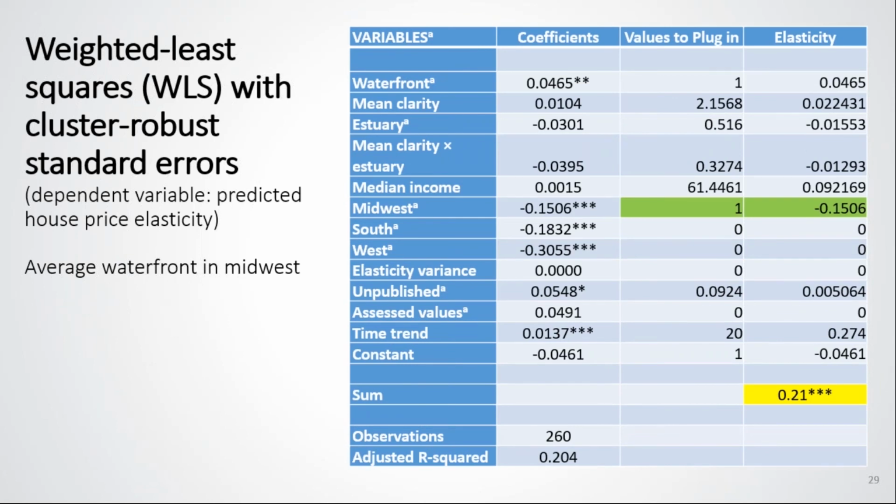Finally, we can look at the average waterfront home in the Midwest. Turning the waterfront dummy back to 1 and changing the Midwest dummy to 1, we see that a 1% change in water clarity for Midwest waterfront homes leads to a 0.21% change in home values. All of these examples had significant elasticities using our Monte Carlo simulations. However, average elasticities corresponding to waterfront and non-waterfront homes in the West were statistically insignificant. Next slide.